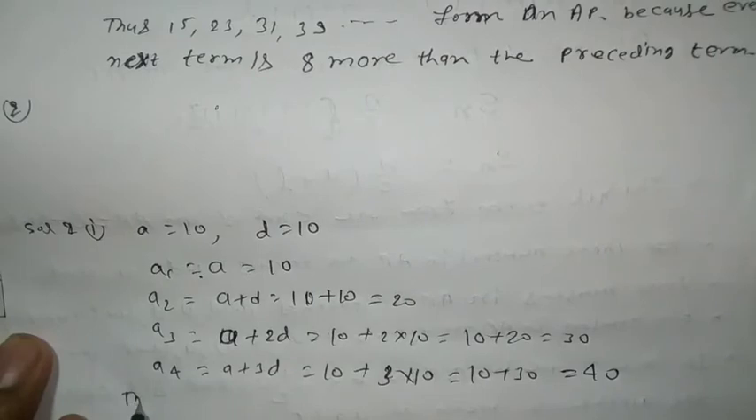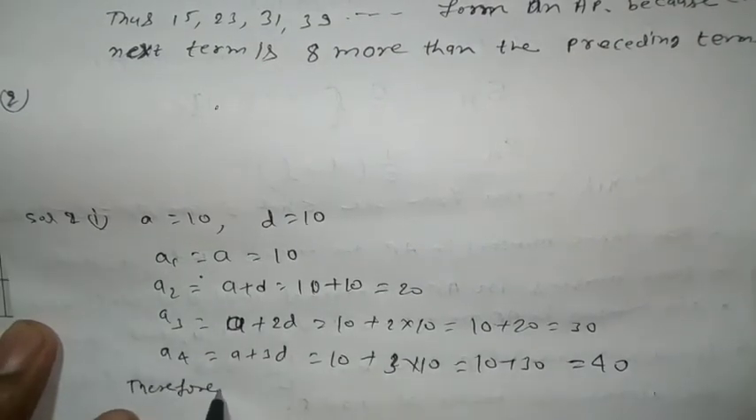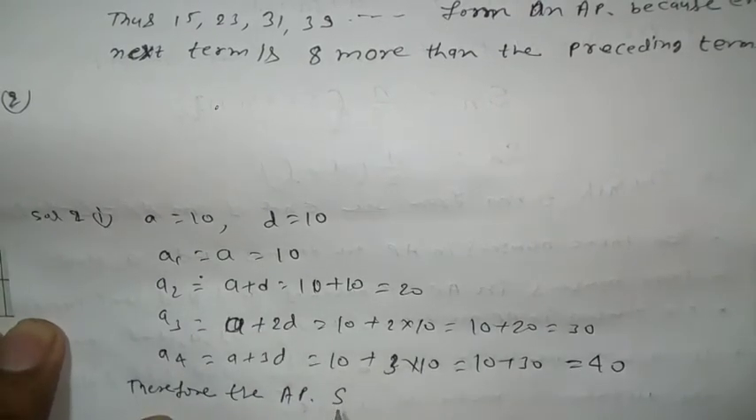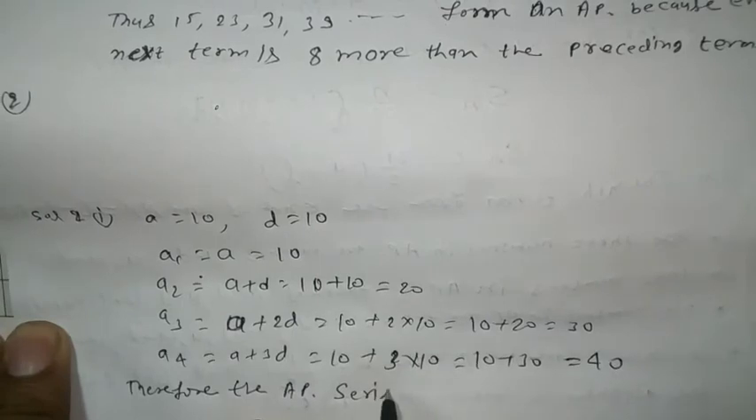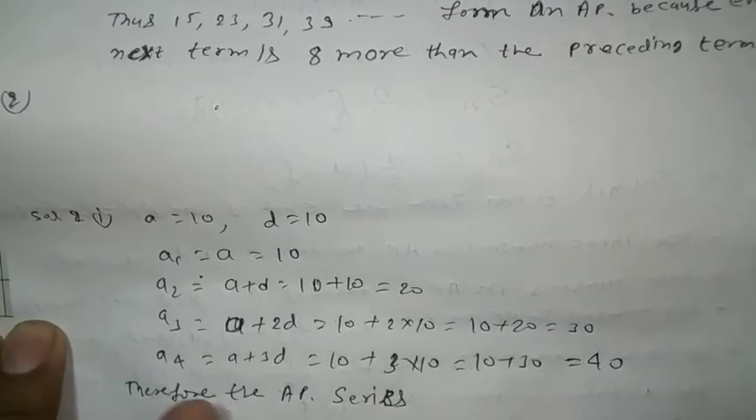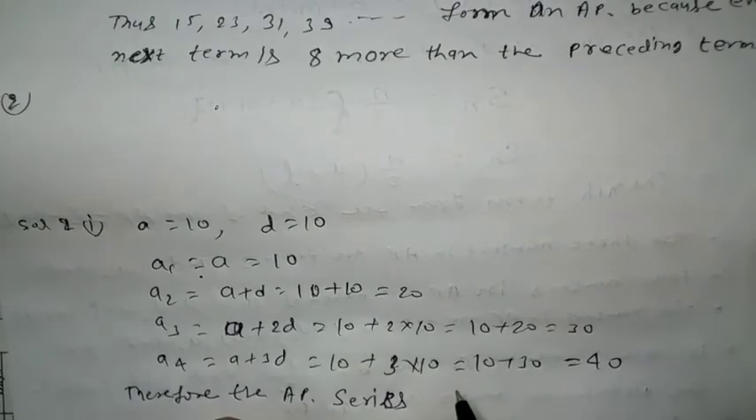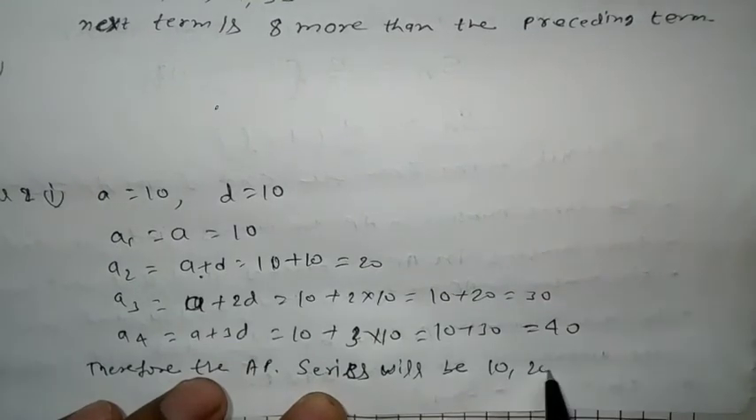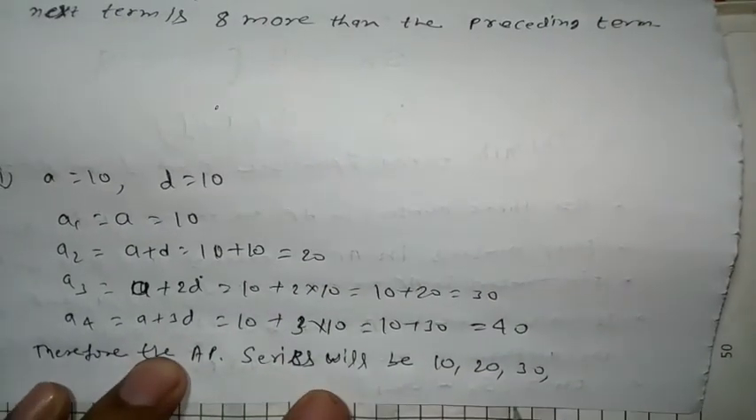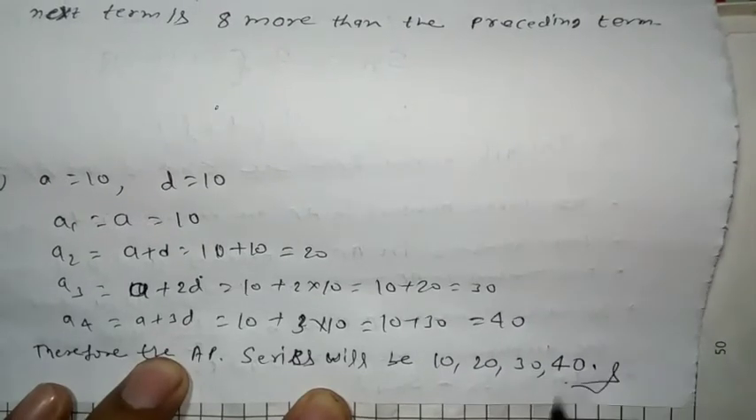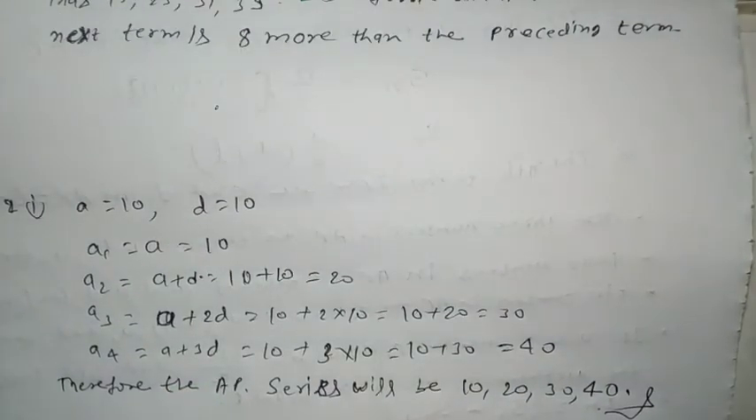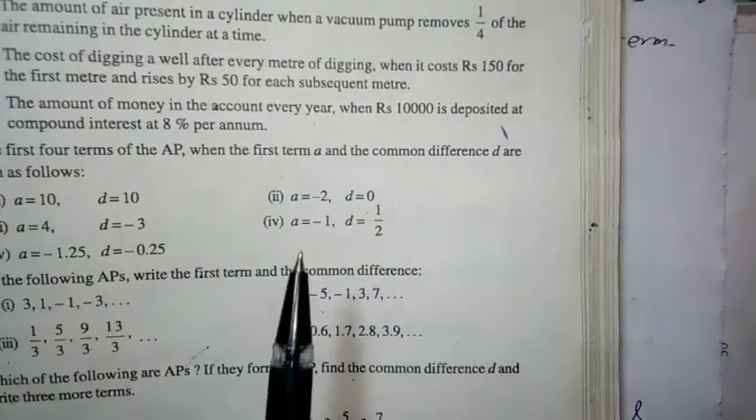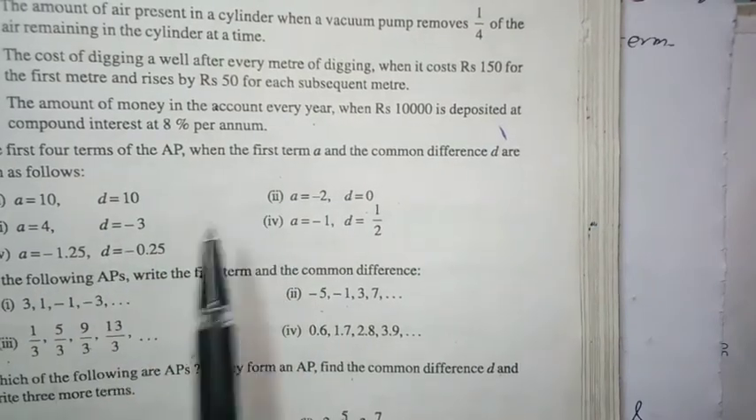Therefore, the AP series will be 10, 20, 30, 40. Answer. We have to write only 4 terms: first, second, third and fourth. Same way, you can solve the second, third, fourth and fifth questions.